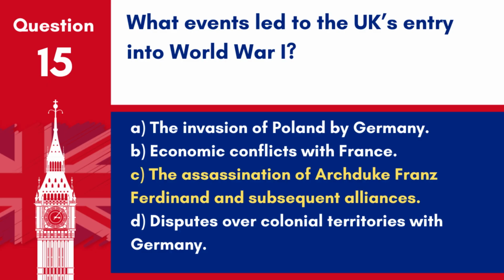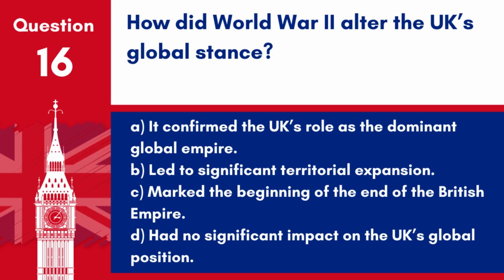Answer. C. The assassination of Archduke Franz Ferdinand and subsequent alliances. The assassination triggered a series of events due to entangled alliances that led to the UK's involvement in World War I. Question 16. How did World War II alter the UK's global stance?